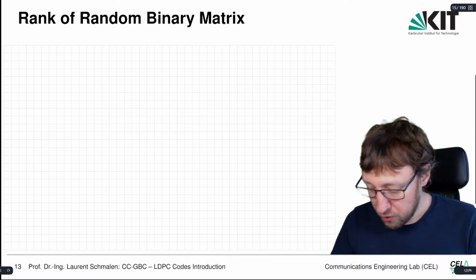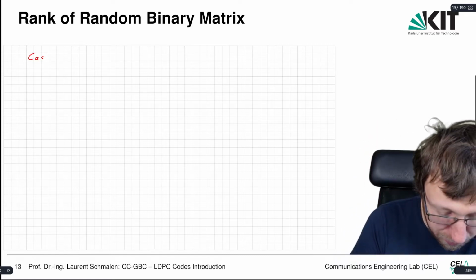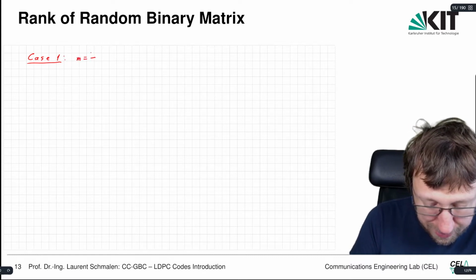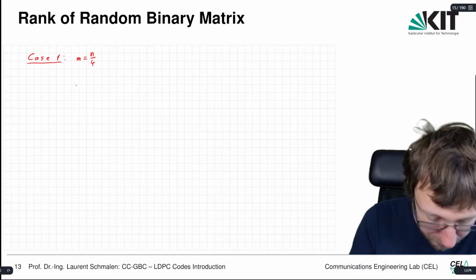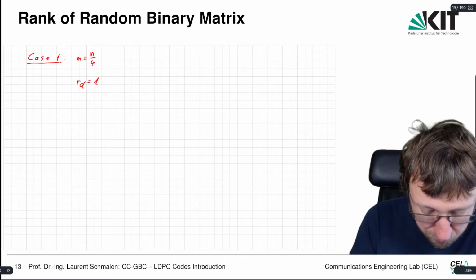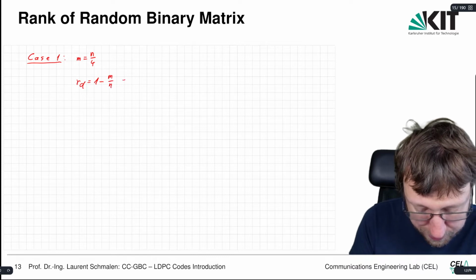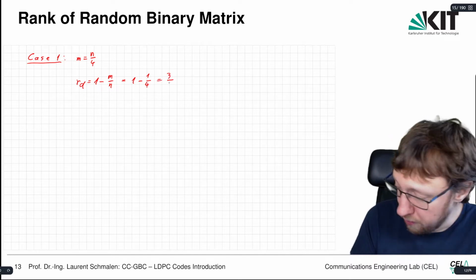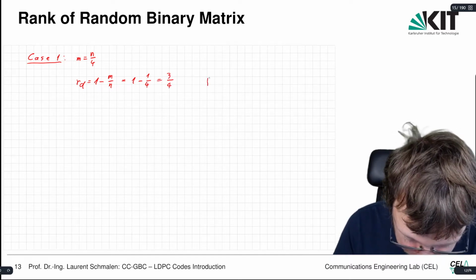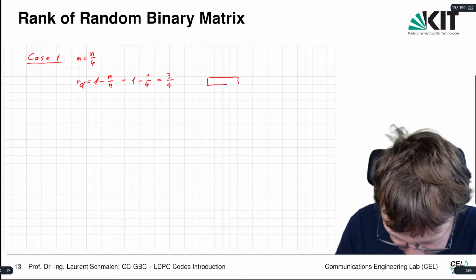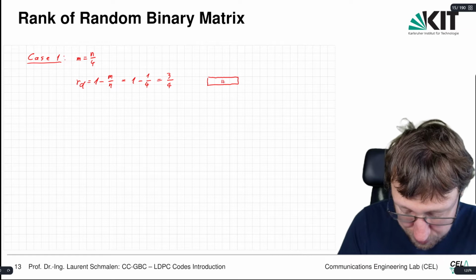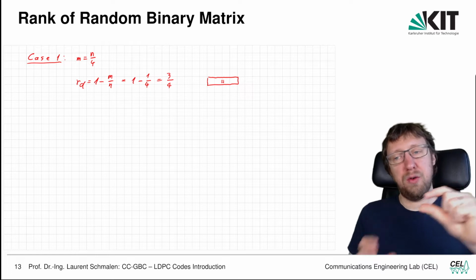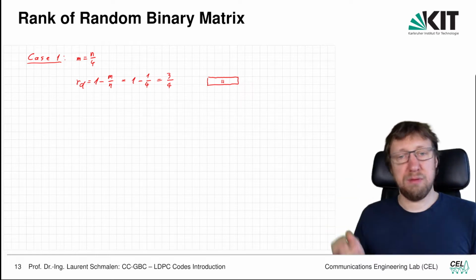So we're going to look at 3 different cases. Case 1: we have a matrix of size m equals n divided by 4. Calculate the design rate. This is 1 minus m over n, so this is 1 minus 1 over 4. It's 3 over 4. So it's a matrix that looks like this. That's the parity-check matrix H. There's 1/4 row and 4/4 columns, so to say.